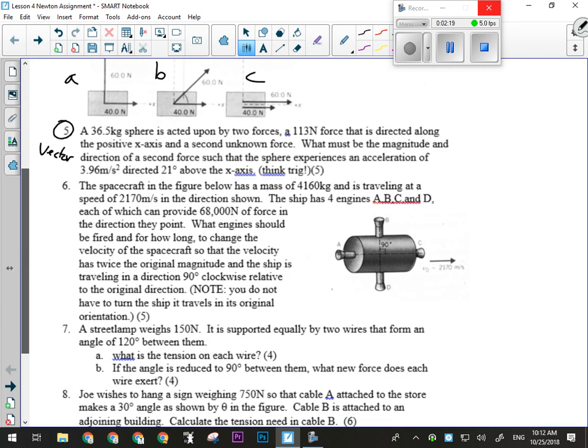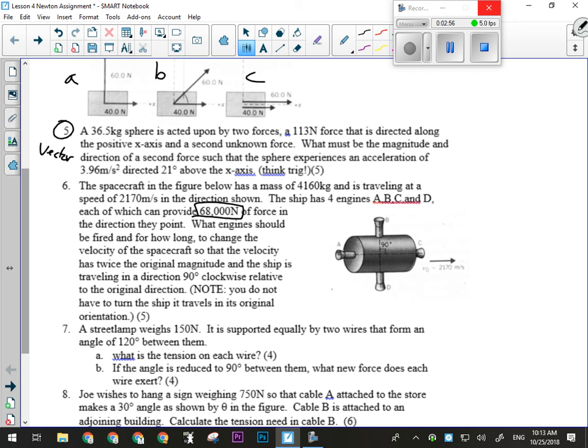For number 6, there's a lot of words and not as much math as that would imply, so don't let all the wording here trick you. The ship has 4 engines. You can only fire 1 engine at a time. When the engines are on, they are at maximum. There's no throttle, they're on or off. When they are on, they can exert 68,000 newtons of force. Which engines do you need to fire to accomplish the maneuver that they describe here?